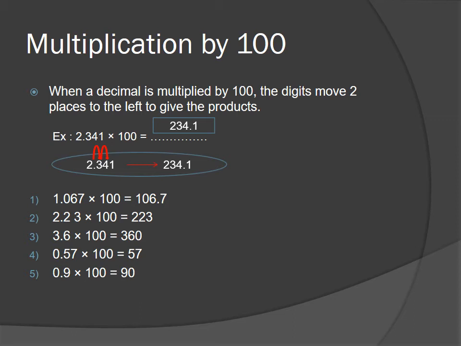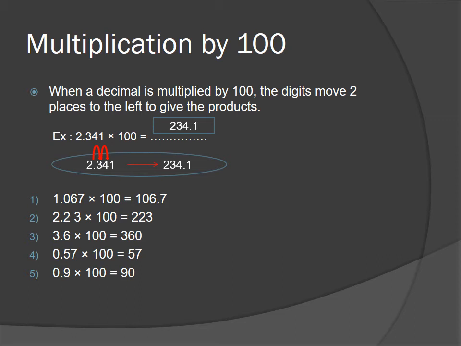First question, 1.067 times 100. Then you want to move the decimal point 2 places to the right. The answer is 106.7. 2.23 times 100 is equal to 223.